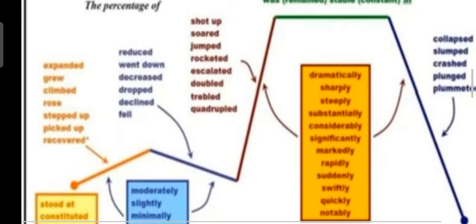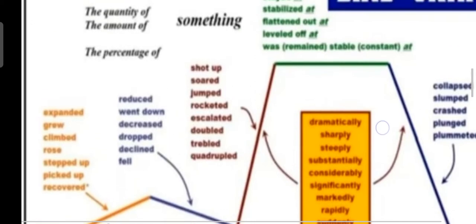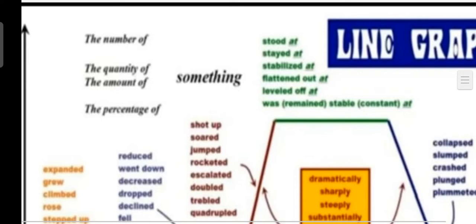Then again it is a sharp increase. So we can say shot up, soared, jumped, rocketed, escalated, doubled, trebled. It is not trouble, it is trebled. And quadrupled. Okay, this way it is increasing. And the next one, it is the green line. Green line, it is stable. Stood at, stayed at, stabilizes at, flattened out at, leveled off at. So this way it is stable.